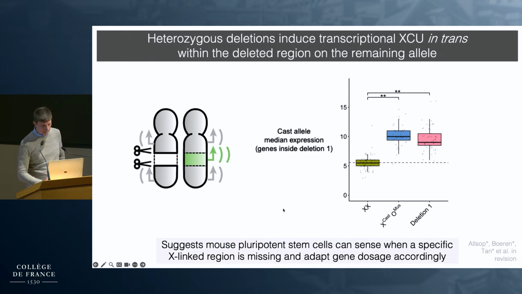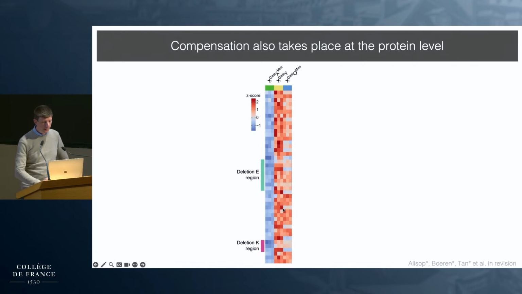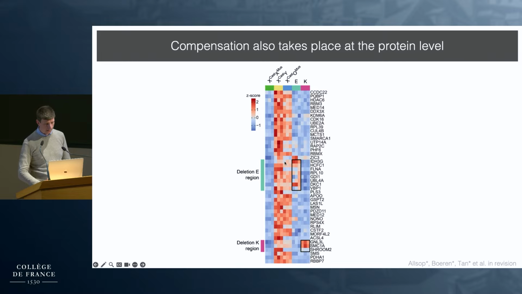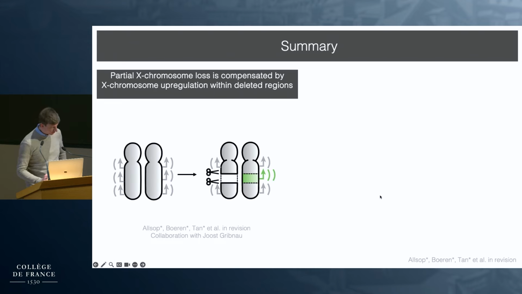This is not just at the RNA level. We have also done proteomics analysis. What I'm showing here is protein levels normalized to the copy number of X chromosomes. So what you can see is that in a male or an XO genotype where there is only one active X chromosome, protein levels per X chromosome are higher than in XX females. And if we do the same analysis in the deleted cell lines, we also see upregulation at the protein level, specifically within those regions. So what I've told you so far is that partial X chromosome loss is compensated by X chromosome upregulation within the deleted regions.